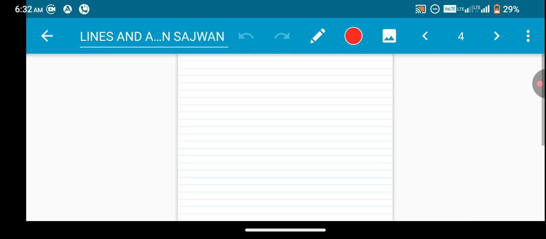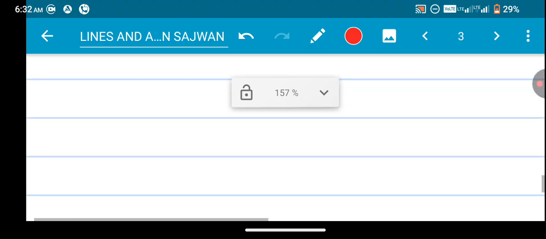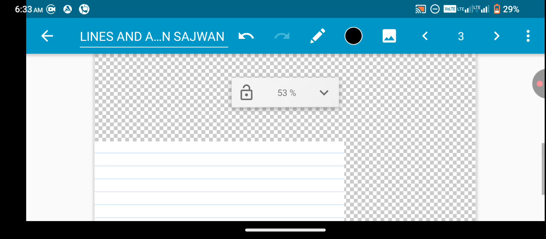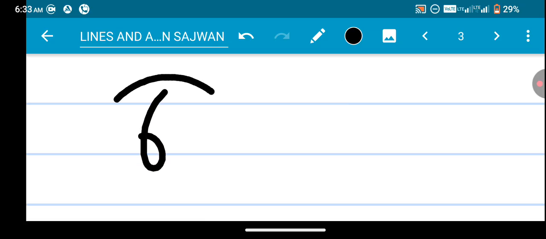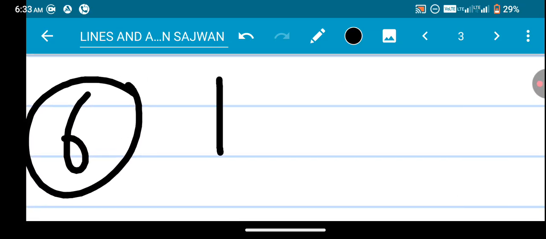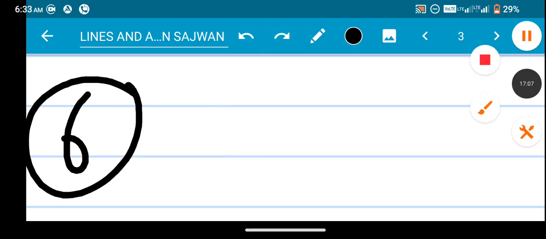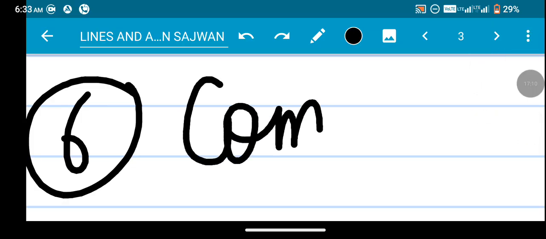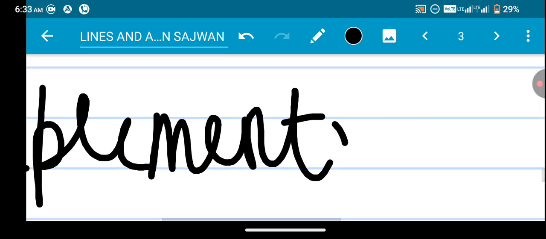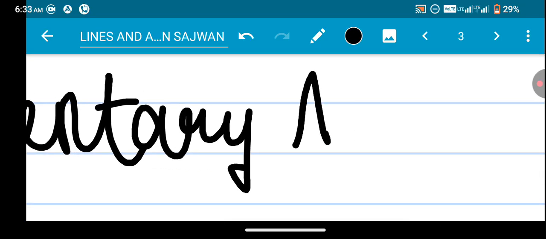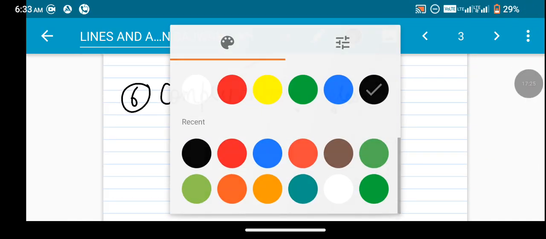Now next is our fifth, and two more are left. The sixth one is complementary angles. Complementary angles. I will go over the proper definition.